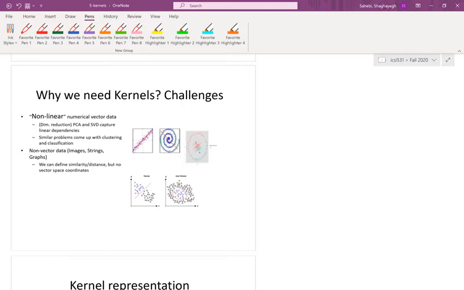Whatever we have learned so far, or the analysis that we have learned so far, were linear analysis. So for example, we have learned PCA and SVD, and we have seen that they are built based on linear combinations of our data matrix rows or columns. So they are basically finding if there is a linear combination that exists between our data points. So it finds linear relationships.